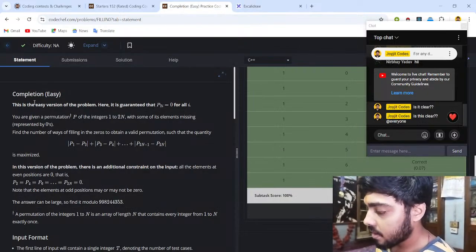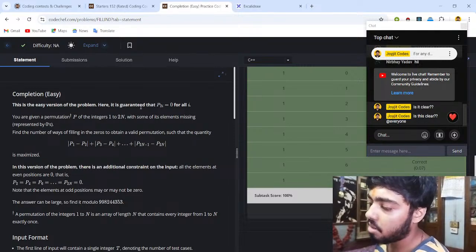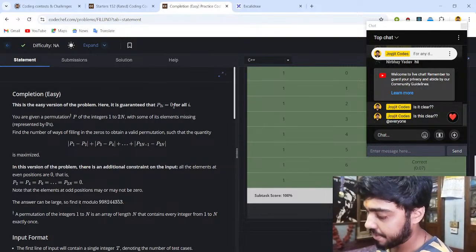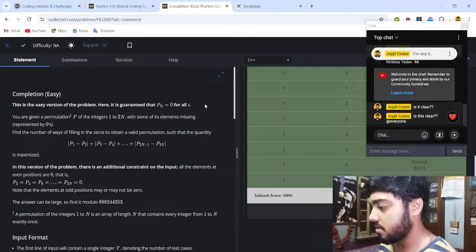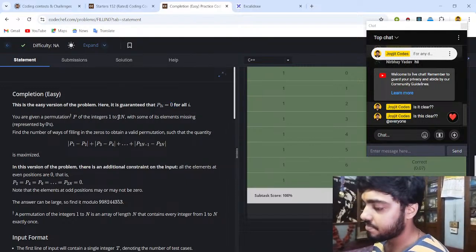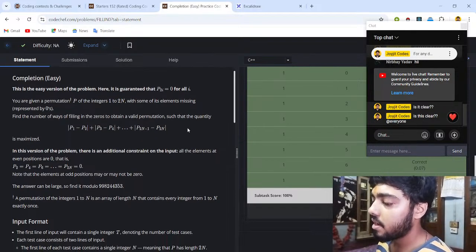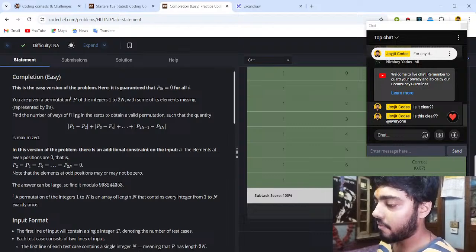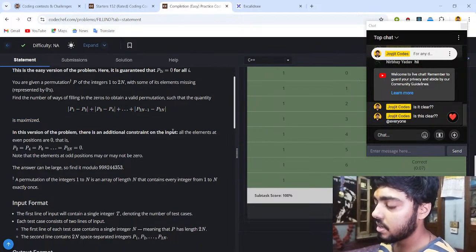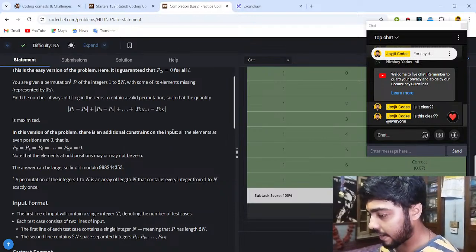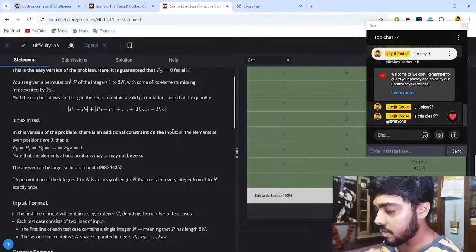Okay, Completion Easy. This is the easy version of the problem. Here it is guaranteed that P of 2i, which means that every element at even positions is, I mean not same, it is equal to 0. So you're given a permutation from 1 to 2n, and each of its missing elements is represented by zeros. We have to maximize this thing, and at the zeros we can write anything, right?